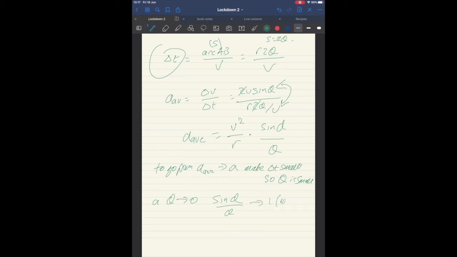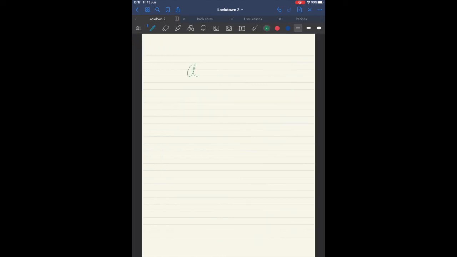You can try this yourself. It only works in radian mode. If you take the sine of a really small number in radians, so 0.000001 over 0.000001, you get 1. And you can do that for yourselves. That'd be fun for you. So now, if you take sine theta over theta to be 1, you're left with A equals v squared over r, where A is the centripetal acceleration.